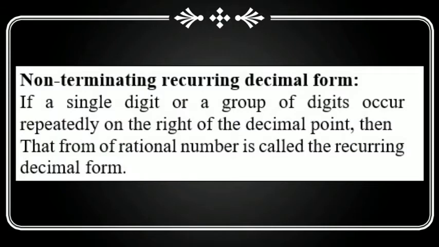Second, non-terminating recurring decimal form. If a single digit or a group of digits occurs repeatedly on the right of the decimal point, then that form of the rational number is called the recurring decimal form.